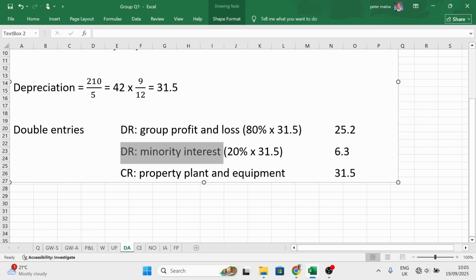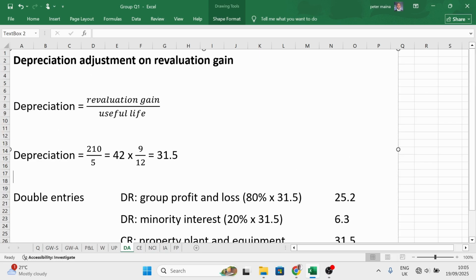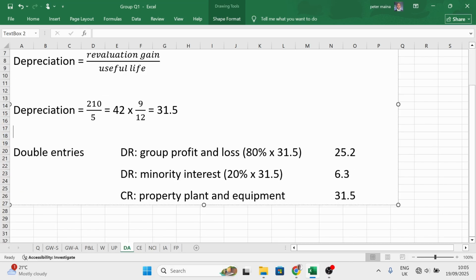Then we are going to debit minority interest, 20% of that 1.5, which will give us 6.3. And then we are going to credit property, plant, and equipment with the whole amount, that 1.5. So those are the workings for depreciation adjustment. We are going to be making those changes as we go to the statement of change in equity, minority interest, and the statement of financial position.